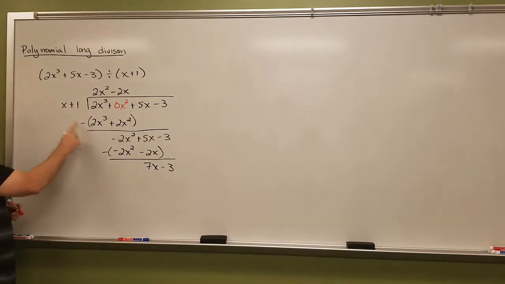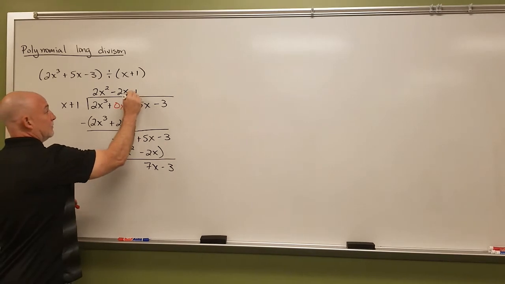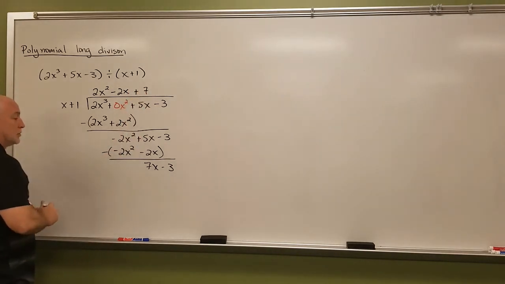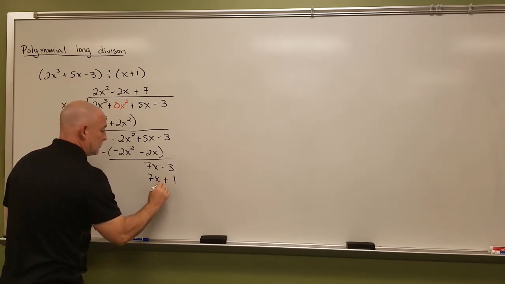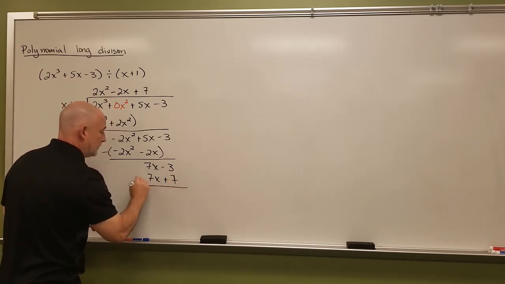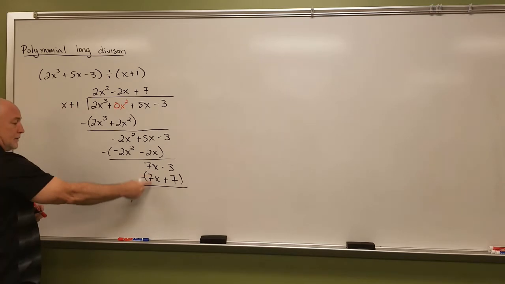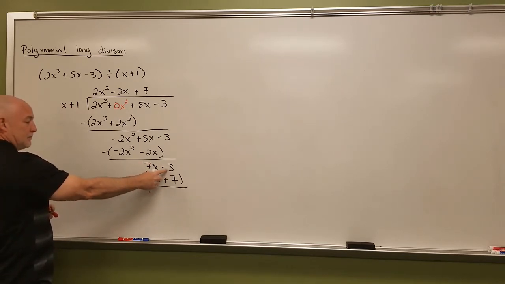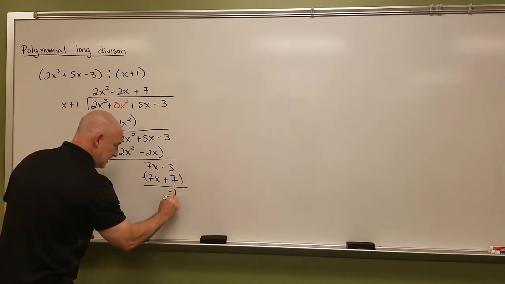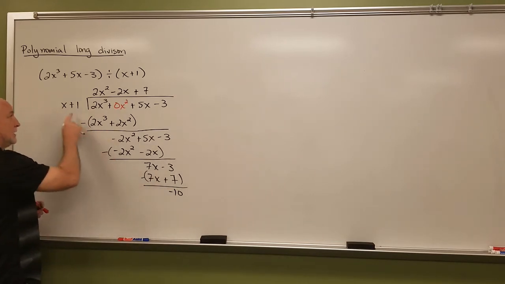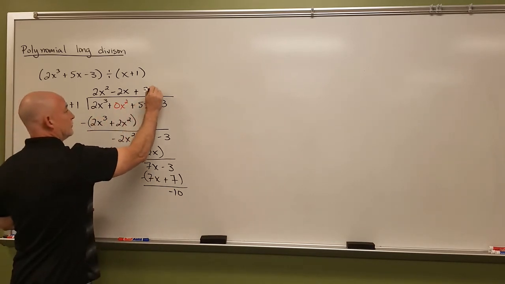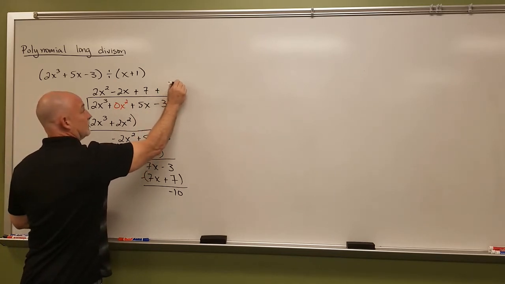What do I have to multiply x by to be 7x? Well, that would be 7 and distribute. So that's 7x plus 7, sorry, and subtract. The 7x's go away. Negative 3 minus 7 is negative 10. All right, so that's our remainder. That still needs to be divided by the x plus 1, so generally just go plus negative 10 over x plus 1.